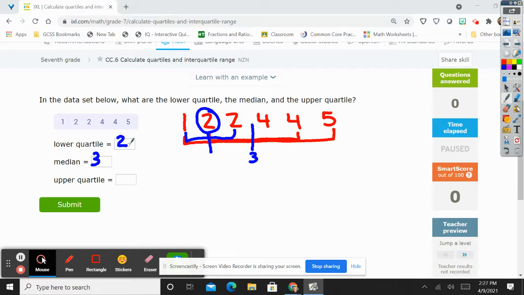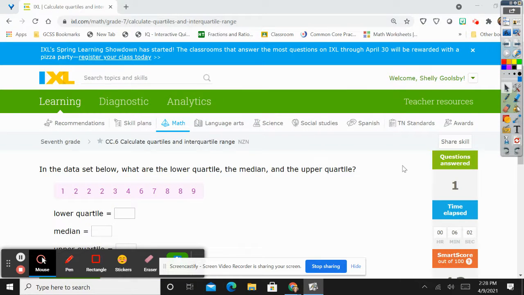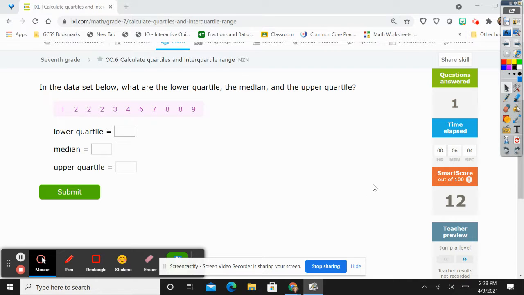Then you're going to find the median of these two, and that would be 2. So the lower quartile is 2. And then you're going to find the median of the right side, and that's 4. So the upper quartile is 4. Okay, see how I did that? I'm going to erase this, type in 2, 3, 4, and hit submit, and it says, yay, you did it right. Okay, again, they've put it in order from least to greatest for us, so that kind of helps us out.